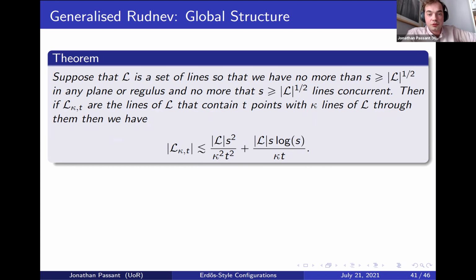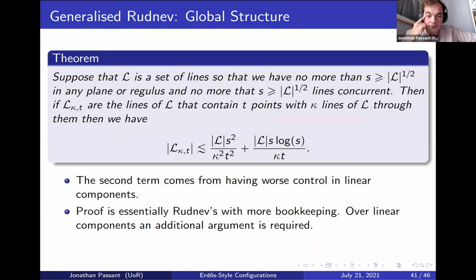And so the proof is essentially the same as Rudnev's, but with a lot more bookkeeping. And over linear components, you have to use point-line duality in R3 to make sure that there are not too many. There cannot be too many of these lines in a point because there can't be too many for a point.